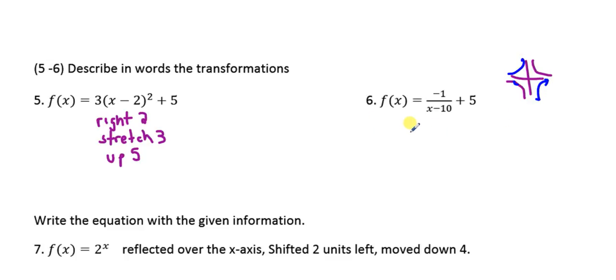So what's going to happen? First we're going to move it right 10. If it was stretched, this would be a different number other than 1, but it's just 1, so it's just flipped over the x-axis. Flipped over x, and then up 5.